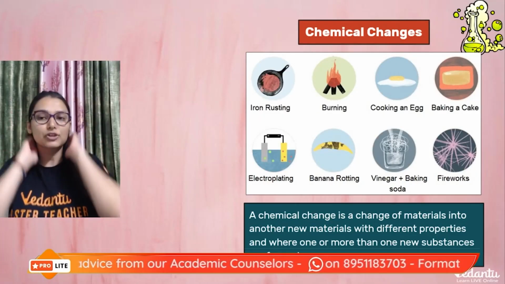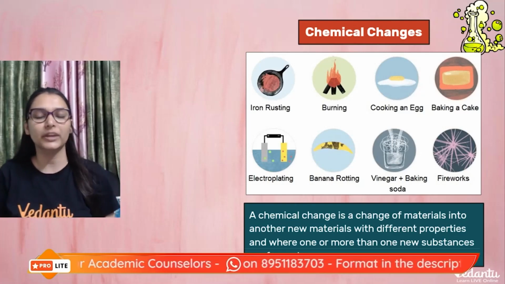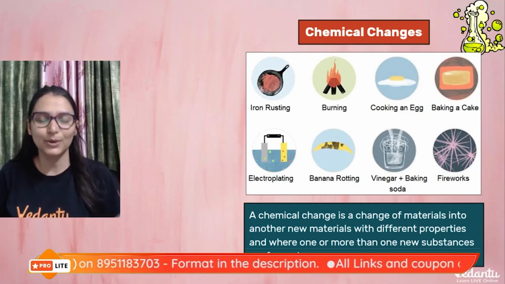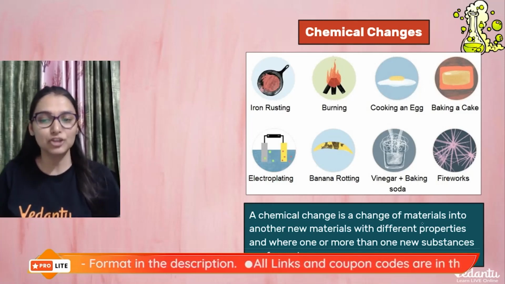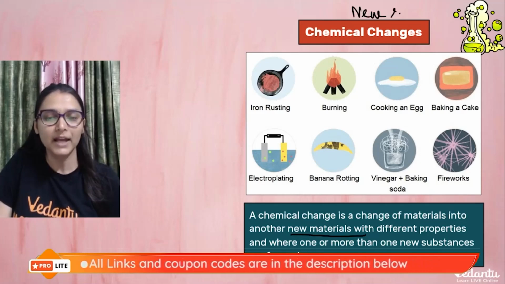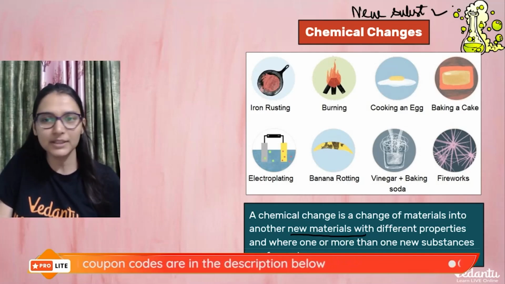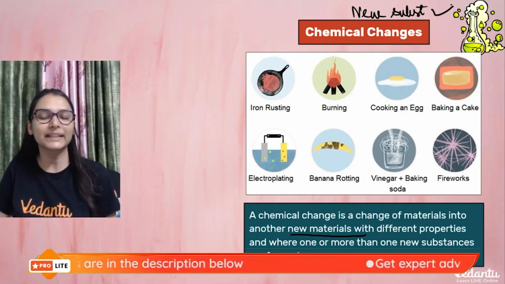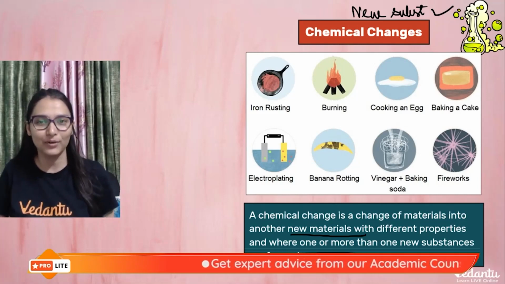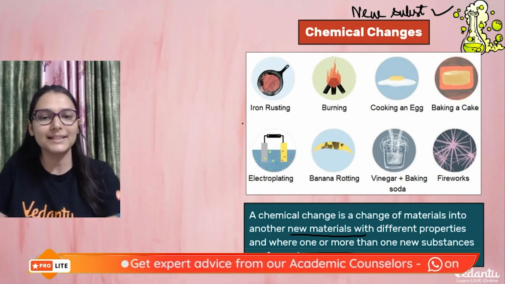The chemical changes. The name itself says our chemical composition is going to change. So these are the changes in which we do get a new substance. Point number one: there would be formation of a new substance. Now if a new substance has been formed, that means the chemical composition has changed. For example, rusting of iron.